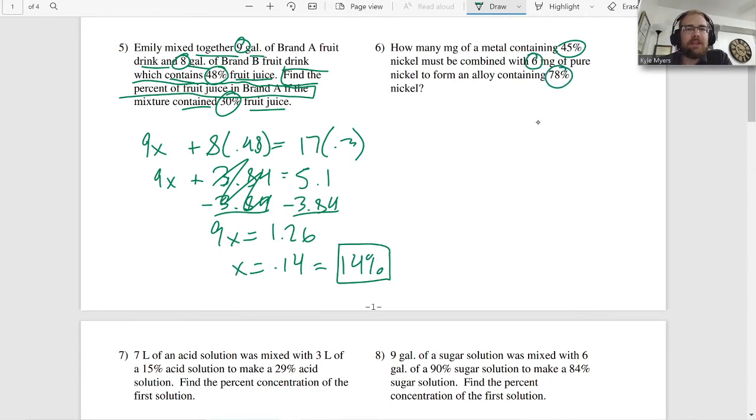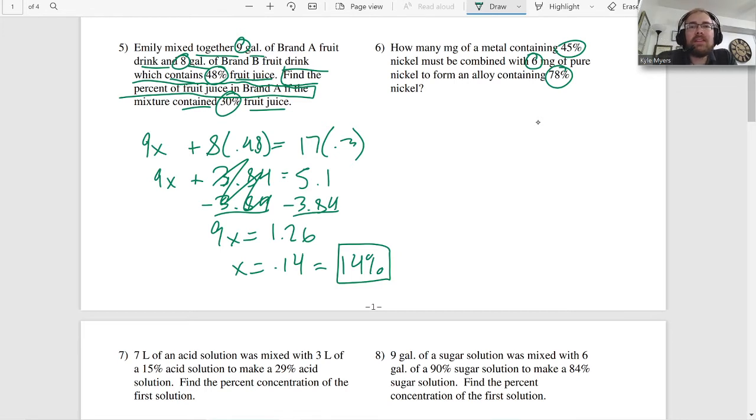45%. 6. 78%. Are those the only 3 numbers? Huh. Okay. How many mgs? I'm going to keep saying mgs because I'm going to keep forgetting what mg is. How many mgs of a metal containing 45% nickel must be combined with 6 milligrams of pure nickel to form an alloy containing 78% nickel? Ah, well, how much percent would that be if it's pure nickel? 100, which is what I score on every math test. Just kidding. Actually, I'm not.